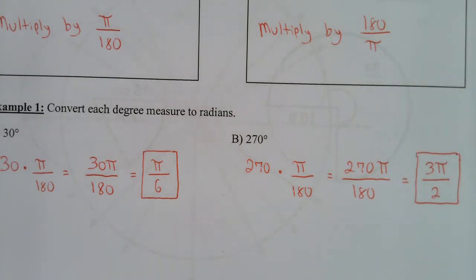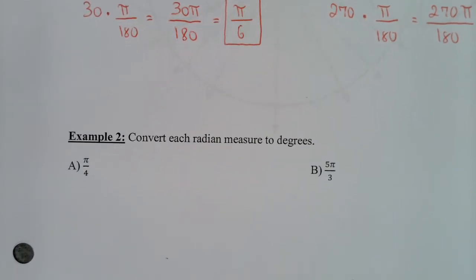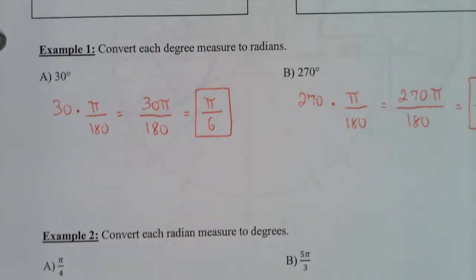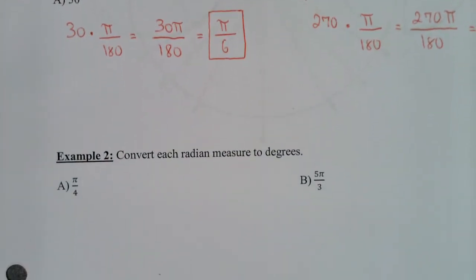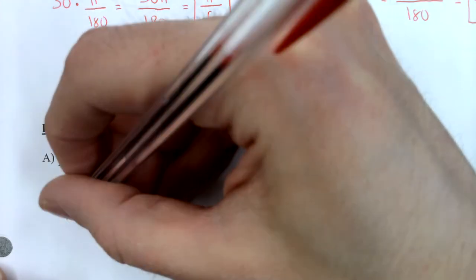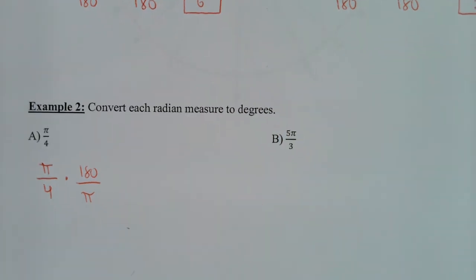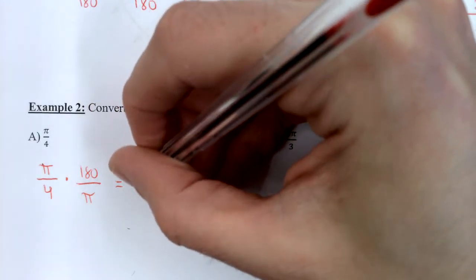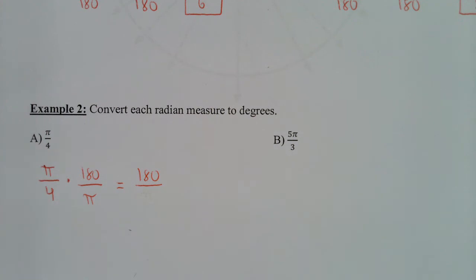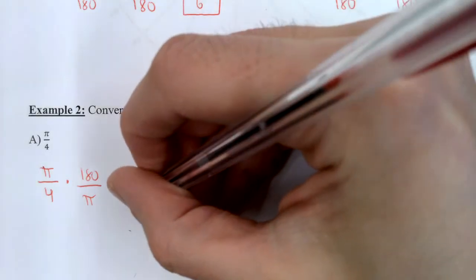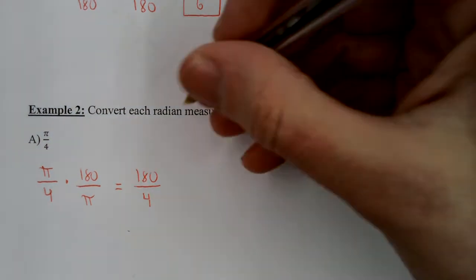Okay. The next example is the opposite direction. Okay, convert each radian measure to degrees. So looking above, that means you're going to multiply by 180 over pi. Okay. So pi over 4 radians times 180 over pi. The pi's are going to divide out, and you're left with 180 over 4. Oops, I wrote pi by mistake. I'm going to change that to 4. All right, so like I said, the pi's divide out. You're left with 180 over 4, which equals 45 degrees.